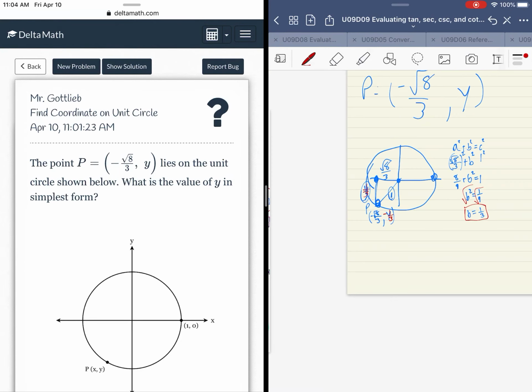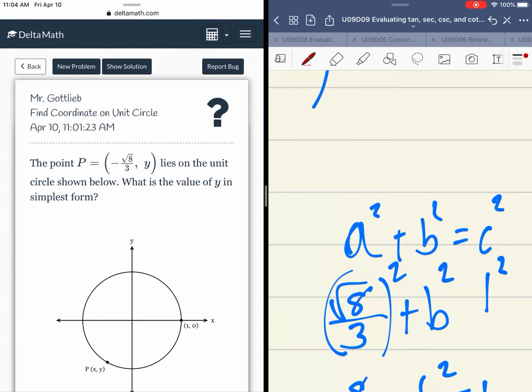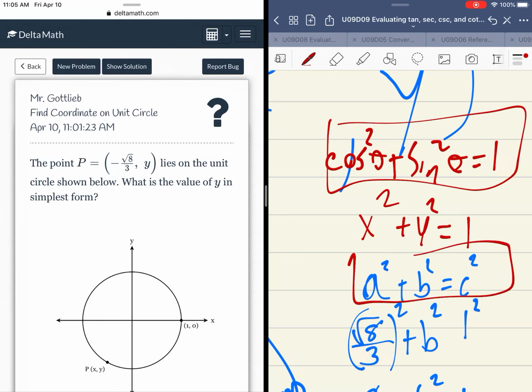But we could also use the similar formula, because again, 8/3 was our x value. This is really like x squared plus our y value squared, and on the unit circle, 1 squared is 1. And we know that x is really the same thing as cosine, so cosine squared theta plus sine squared theta equals 1 is the same formula as the Pythagorean theorem, specifically on the unit circle, because 1 is 1 squared. All right, so either formula would work.